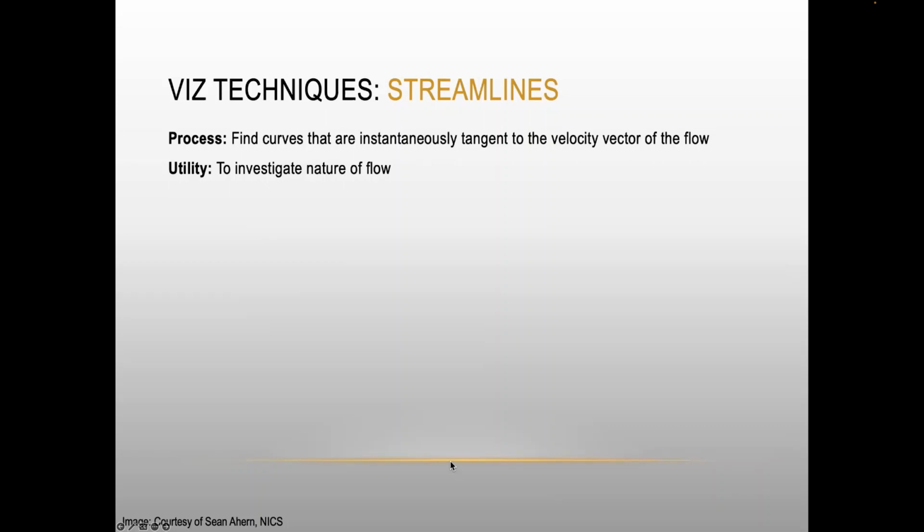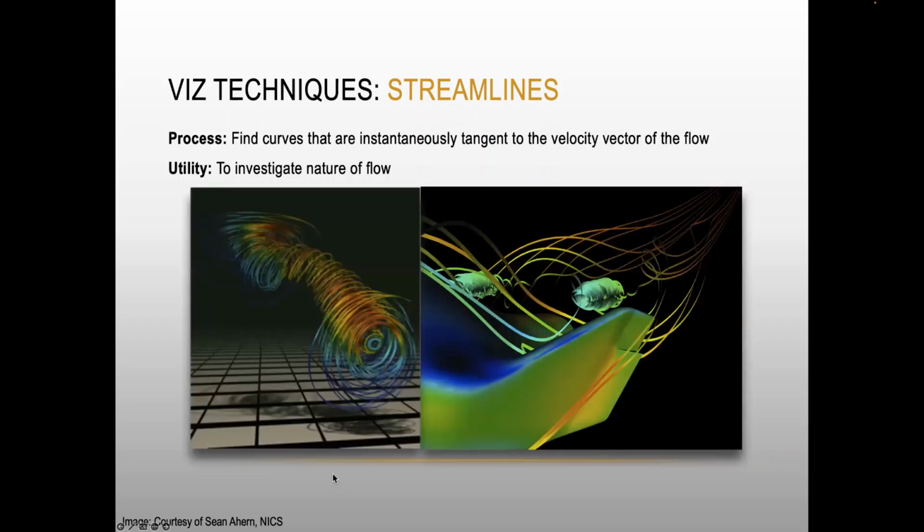Yet another technique is streamlines, and this is mostly applied to data which has a flow component to it. The notion of streamlines is exactly the same as you would understand from mathematics, which is, it's just a tangent to the velocity vector. So if you take a point and take a tangent of the velocity vector, that's what you get, a streamline. And it's instantaneous, which means it's at that same instance in time. That's useful to investigate the nature of flow.